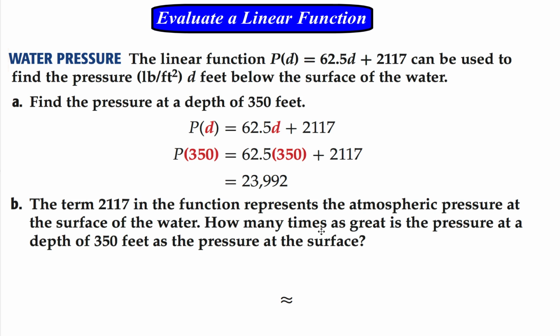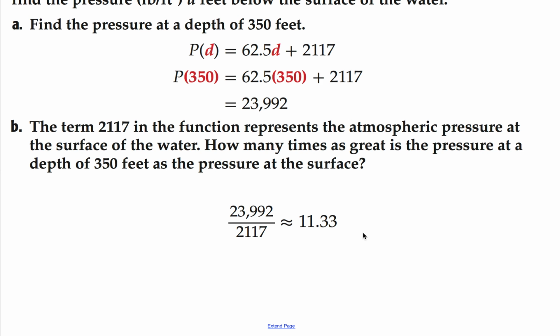The question is, how many times as great is the pressure at a depth of 350 as the pressure at the surface? Well, here's the pressure at the depth of 350, and we know the pressure at the surface is 2117. So all we need to do is take those two numbers and divide them, and we will find how many times greater the pressure is. It's about 11.33 times greater. So our answer to that question would be 11.33 times greater is the pressure at that depth.